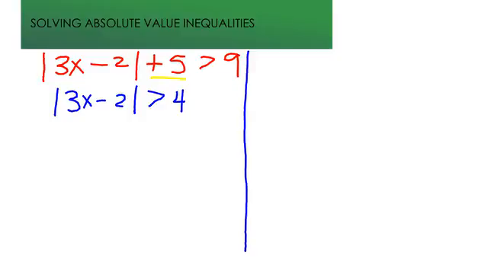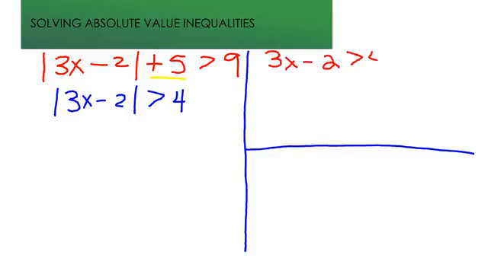I'm going to set up my two equations. I've got 3x minus 2 is greater than 4. And then I've got 3x minus 2, flip the inequality and make it a negative 4. Okay, my positive and negative side is done. So I'm going to solve each equation.